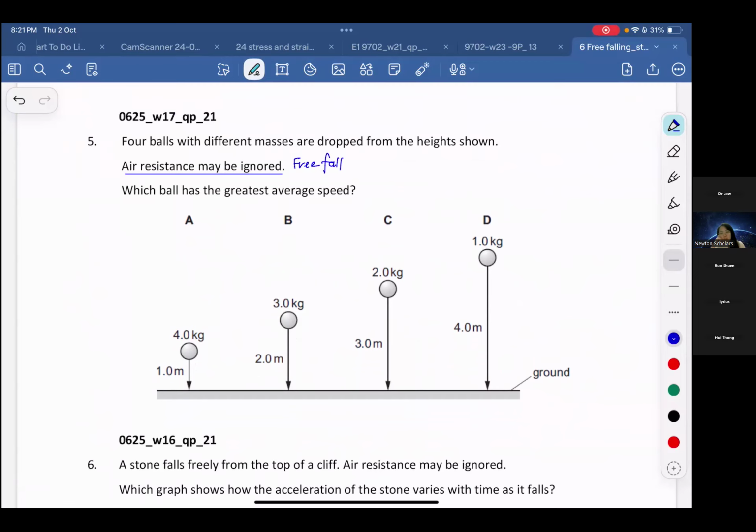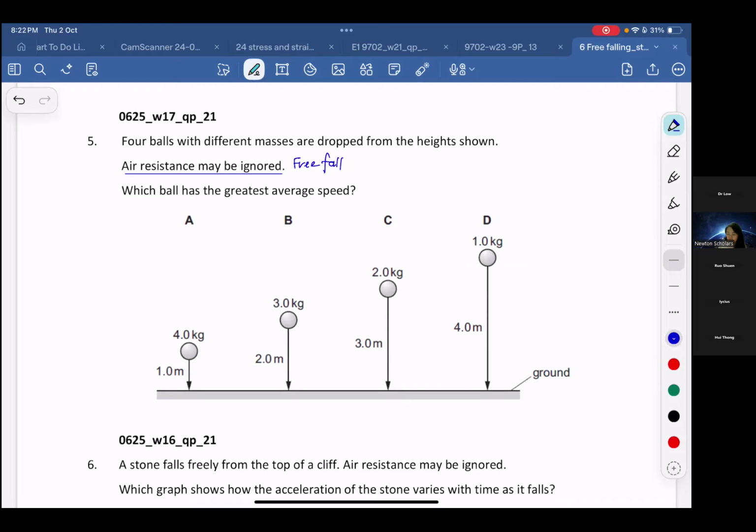So imagine you drop something from 1 meter, you drop something from 2 meters, 3 meters, and 4 meters. Which one, when they reach the ground at the end, has the largest speed? Answer, tell me the answer, dear. Correct, Megan? Okay, boys and girls.